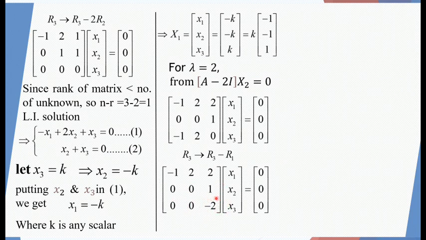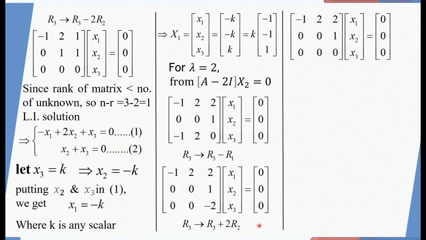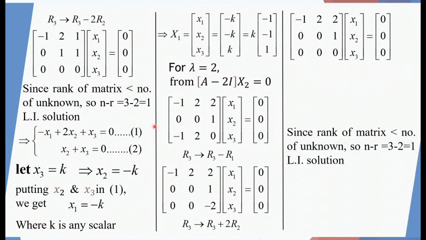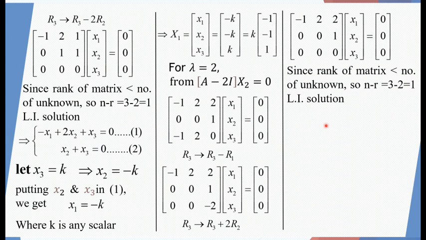Again we can also make it 0 with the help of R2. So applying R3 as R3 plus twice of R2, after applying we get minus 1 2 2, 0 0 1 and 0 0 0. So we cannot apply any operation further. So the rank of the matrix is 2 because the non-zero rows are the first two rows, and the number of unknowns is 3. So the same case arises just like previous, that is, the system of linear equations is consistent and a non-trivial solution exists.